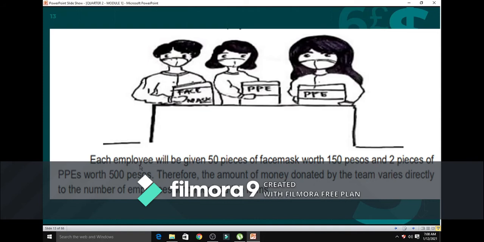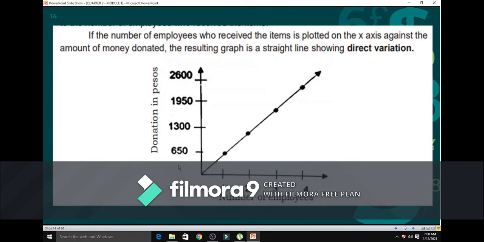So, ibig sabihin, yung amount ng money na kailangan i-donate ng team ay depende sa bilang ng employees na makaka-receive ng items. So, ibig sabihin, bawat employee makaka-receive ng 150 plus 500, so that is 650 worth of face mask and PPEs. So, if the number of employees who receive the items is plotted on the x-axis against the amount of money donated, which is on the y-axis, the resulting graph is a straight line showing direct variation. So, ito yung una, direct variation.